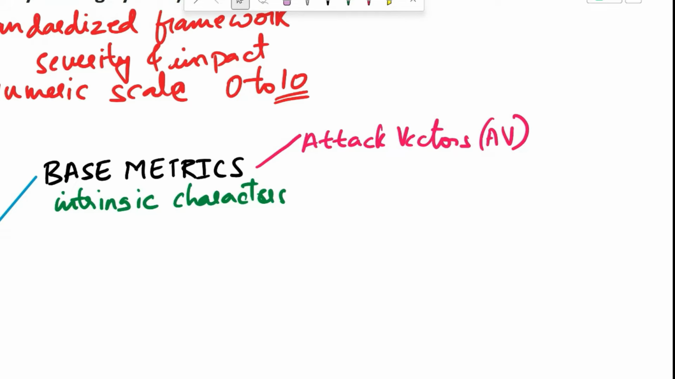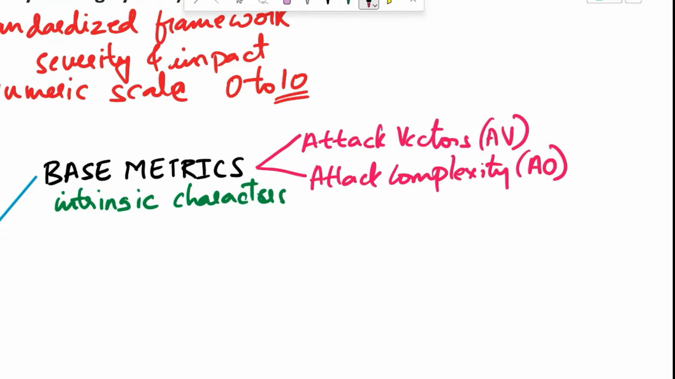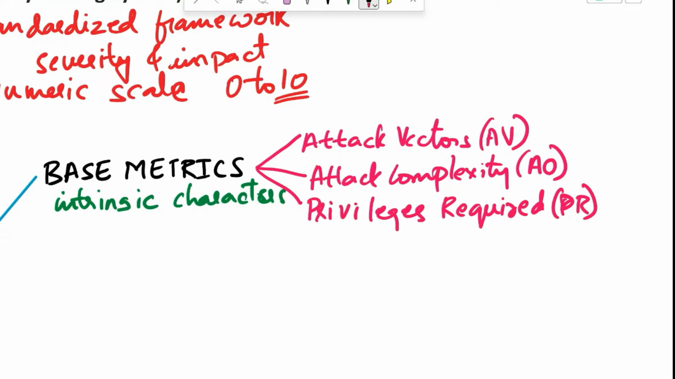These describe how an attacker would need to interact with the target system, for example, local, adjacent network, or remote. Then attack complexity. This describes the level of complexity required for an attacker to exploit the vulnerability. Then there is privileges required. This indicates the level of privileges an attacker needs to exploit the vulnerability.